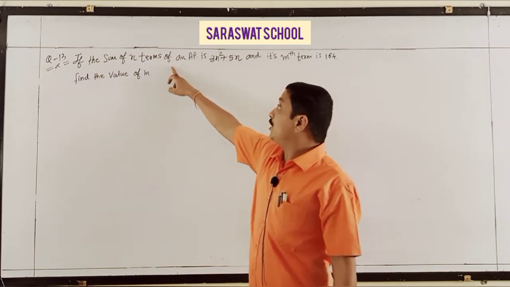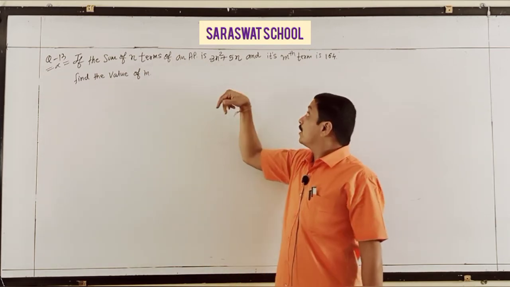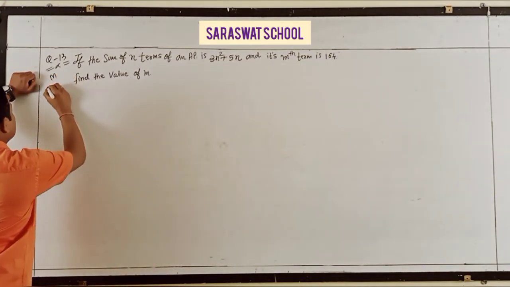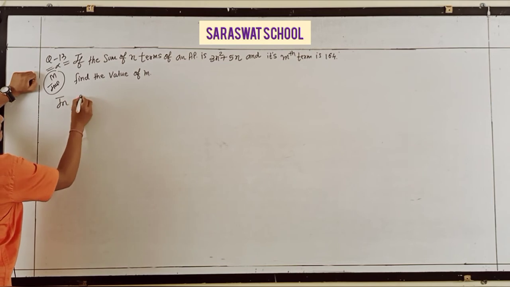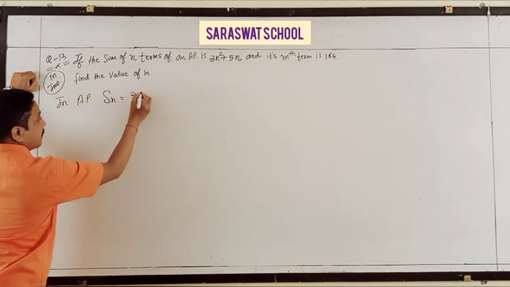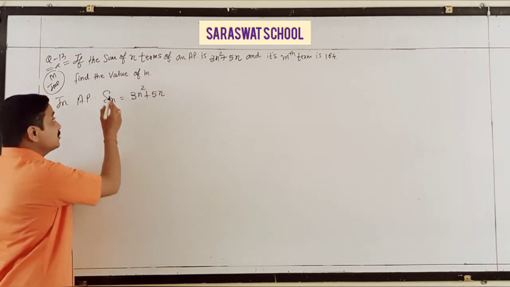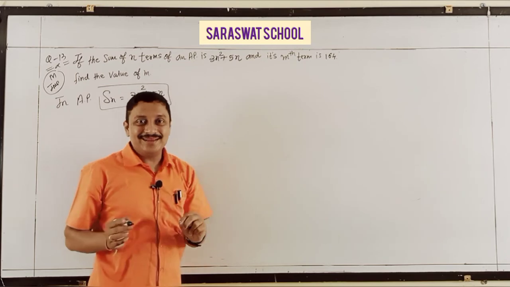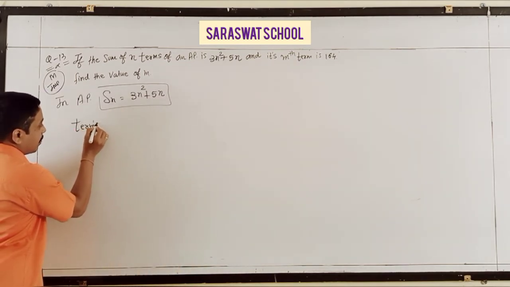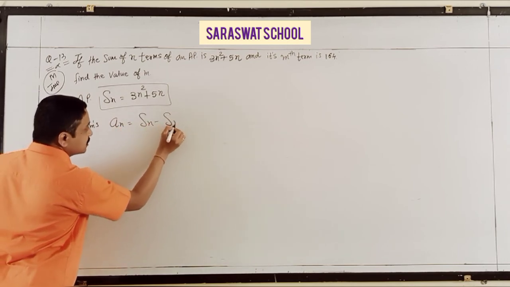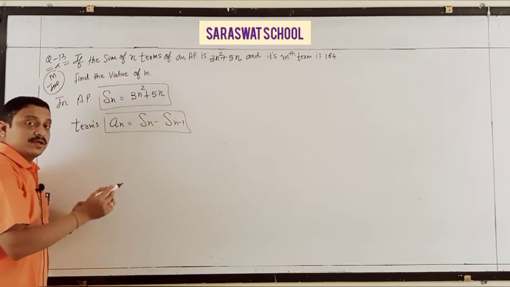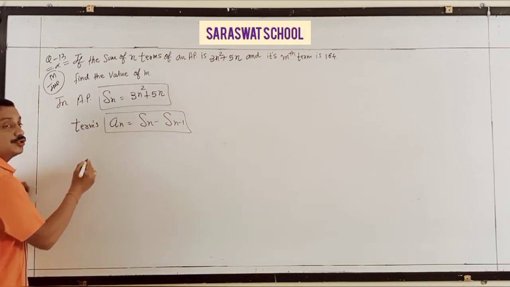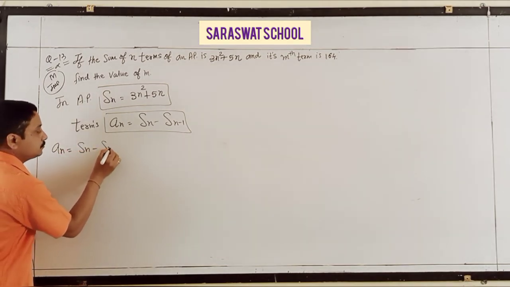13 also, students, is an IMP numerical. If the sum of n terms is given as 3n square plus 5n and the mth term is given 164, find out the value of m. So before we start, you tick mark this also in the most IMP numerical. Students, in AP, Sn is given 3n square plus 5n. Sn is the summation and I want the nth term. So here one new formula is coming. Any term an is always Sn minus S of n minus 1. You utilize this property for any summation to get the terms.